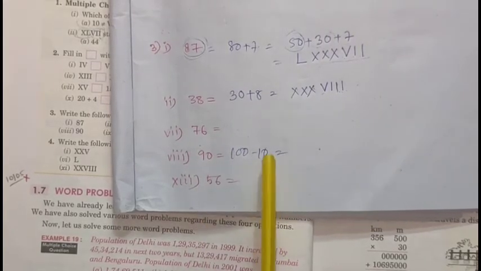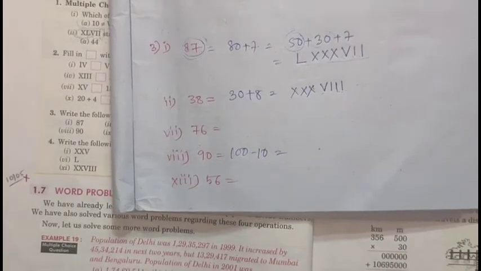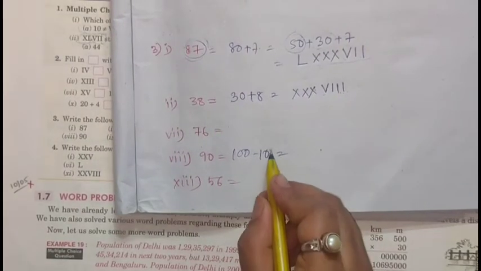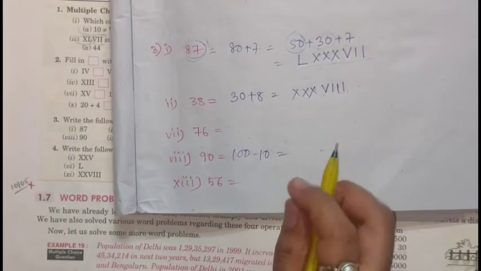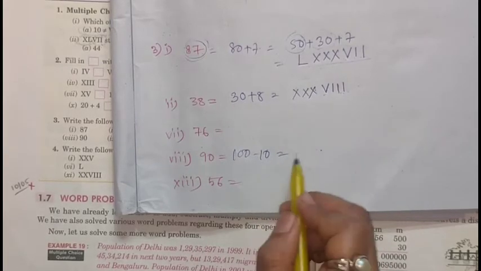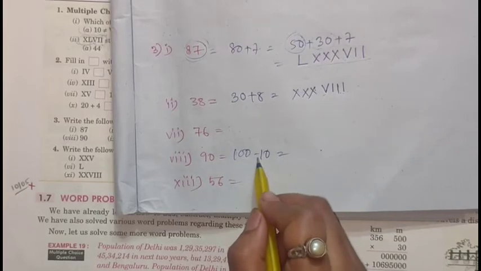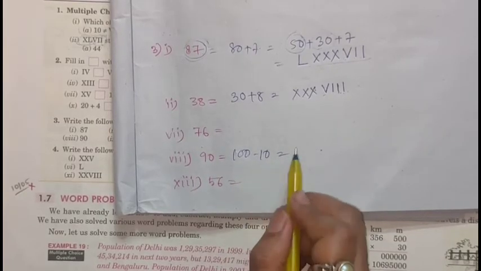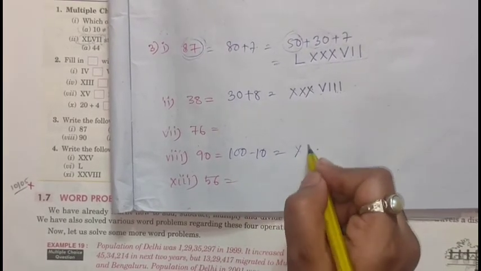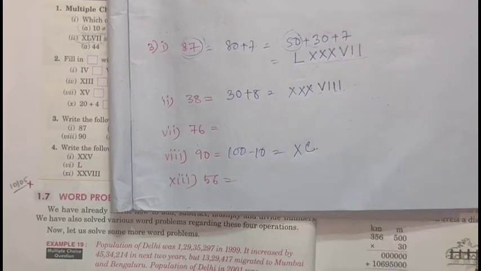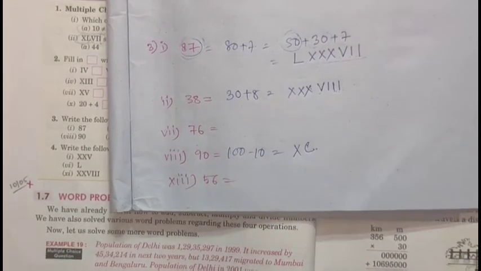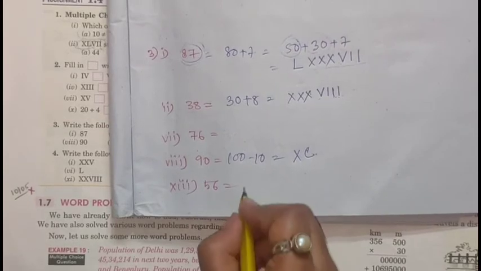by subtracting 10 from 100. So we need to write the Roman numeral of 10 at the left side, because 10 is smaller than 100. Since it is subtraction, we will write the smaller value at the left side. So X, C. This represents 90.